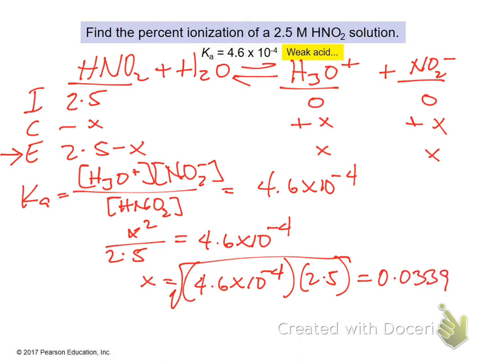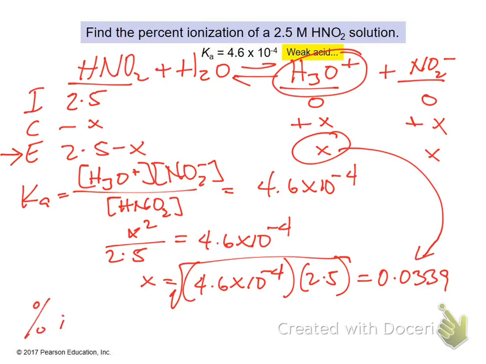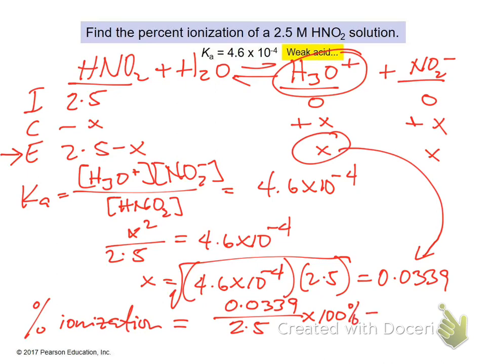So this is going to be the concentration of the hydronium ion, right? It's equivalent to x at equilibrium. So in order to find the percent ionization, set this equal to the calculated value of hydronium at equilibrium divided by the initial concentration, which is 2.5, multiplied by 100%. And this gives us 1.36% ionization.